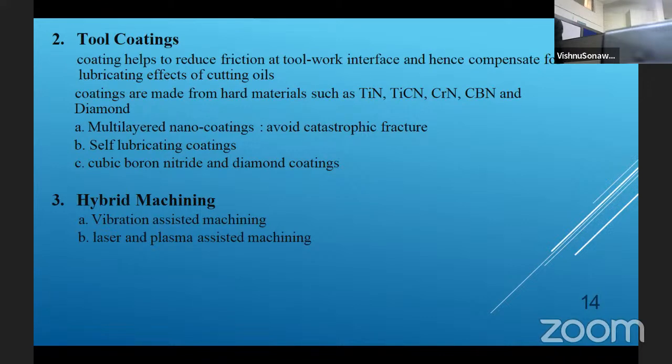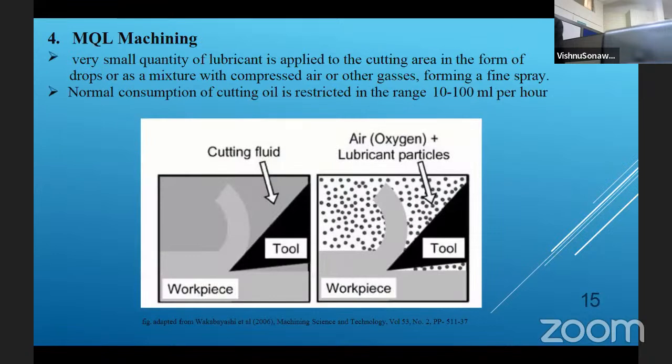Hybrid machining, that is vibration assisted machining, laser and plasma assisted machining. Okay, these are the hybrid machinings. Here is minimum quantity lubrication. Air, that is oxygen, plus the lubricant, will be applied at the interface between the cutting tool material and the workpiece.